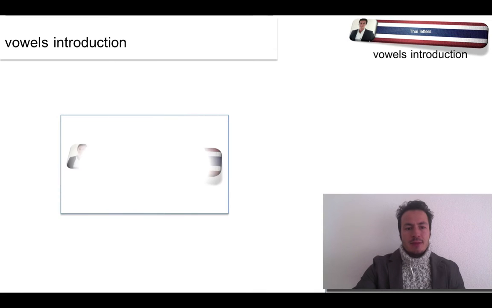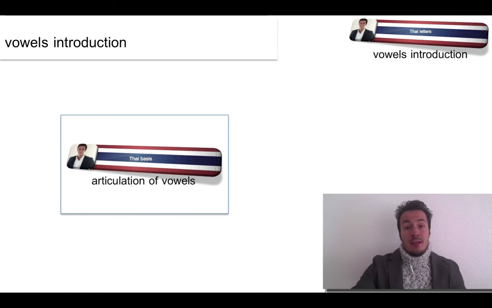Now, I highly recommend that you have a look at the articulation of vowels, because there you basically lay the ground rule, or the basis, in order for you to better articulate the different vowels in Thai and to have a better understanding of how vowels work in the Thai language.